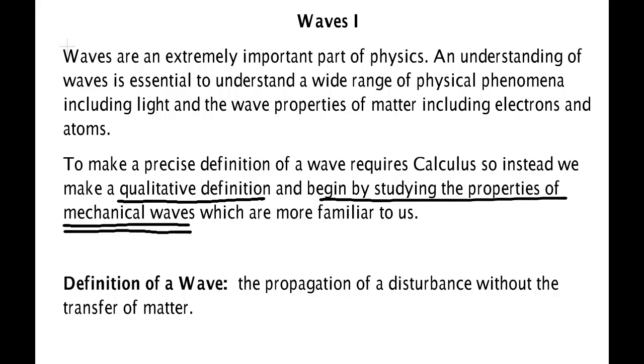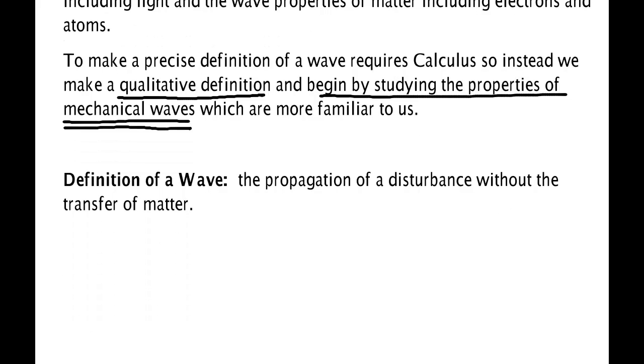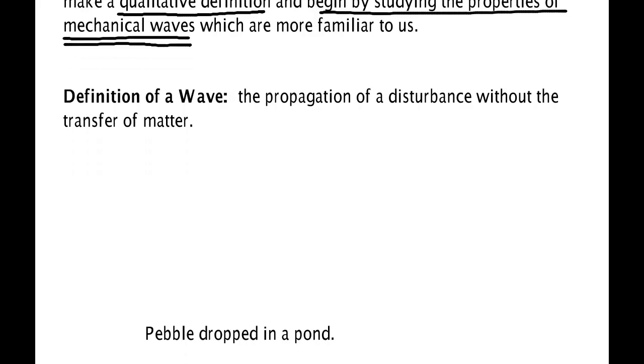So the first thing we'll do is give a qualitative definition of wave rather than a mathematical one. And it says that the definition of a wave is the propagation of a disturbance without the transfer of matter. So we're going to look at disturbing something and watch that disturbance get propagated through the medium. But we're going to need to note that no matter is actually propagated with this disturbance.